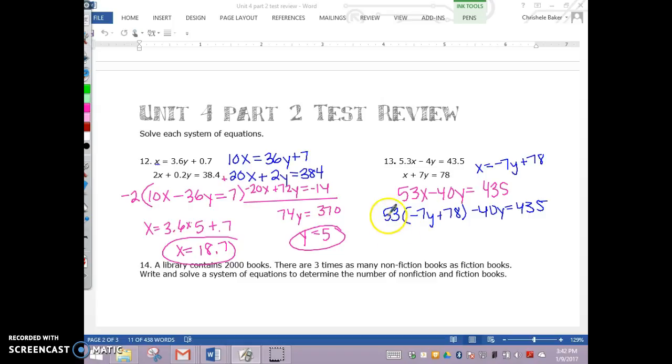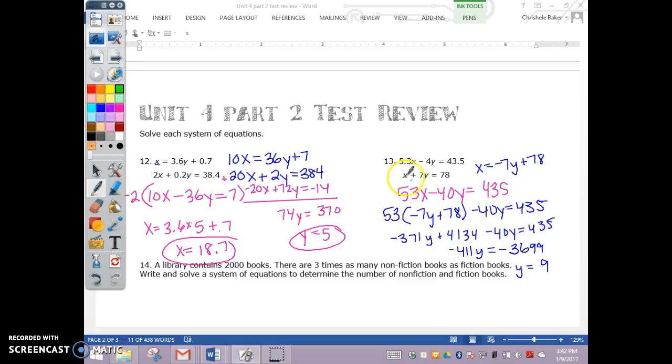Okay, calculator time. 53 times negative 7 is negative 371. And then 53 times 78, of course, we all know that one, 4,134. Just kidding. Minus 40y equals 435. So distributing that 53 and combining like terms, you get negative 411y is equal to negative 3,699. Divide both sides by negative 411, and you get that y is 9. That actually comes out pretty nice.